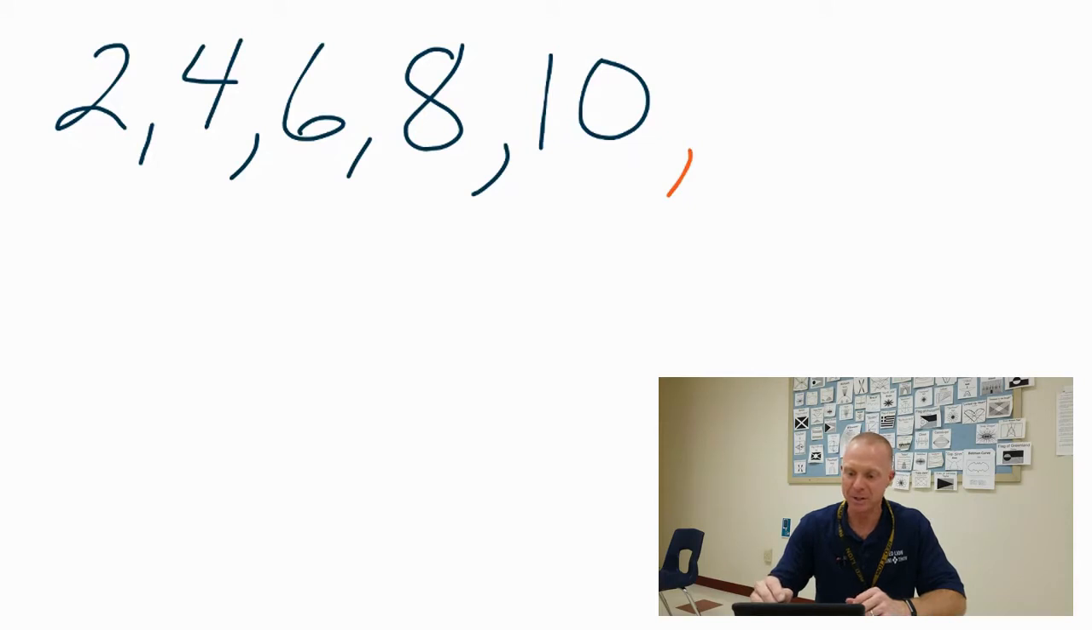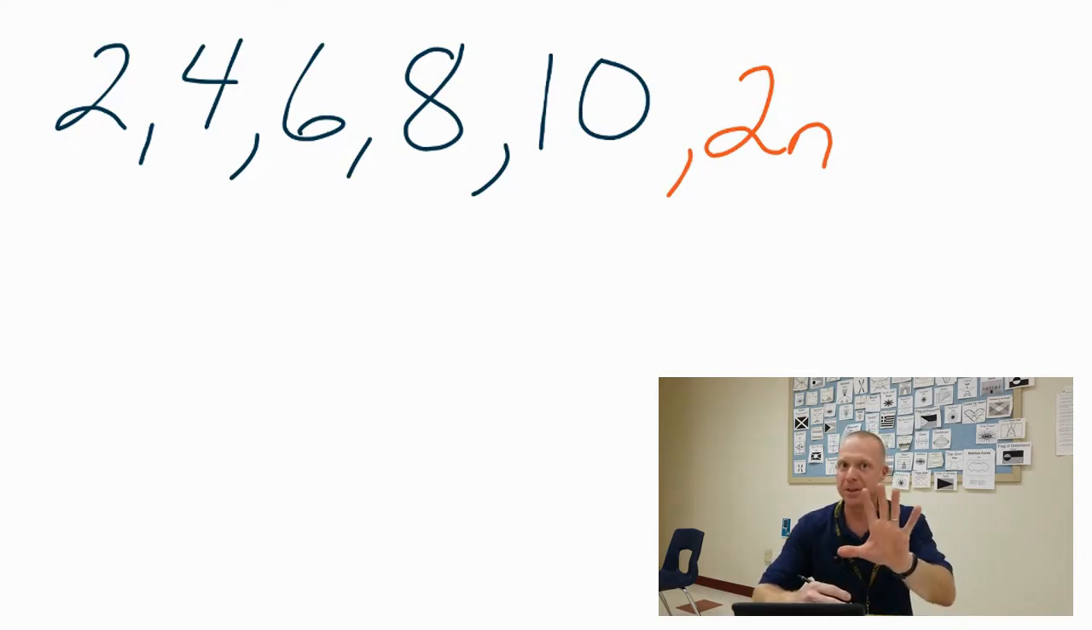Well, look, each one of these terms is a multiple of 2. It would make sense to consider multiplying by 2. How about 2 times n? Now, n represents the term. So if it's the 5th term, I would plug a 5 in for n. Now, of course, you would get 2 times 5, which is 10. Looks like that's the 5th term. So could I now get the 50th term? Sure, just plug in 50 for n, and you get 100.